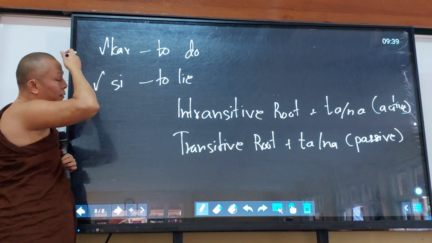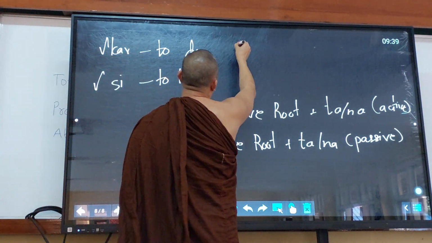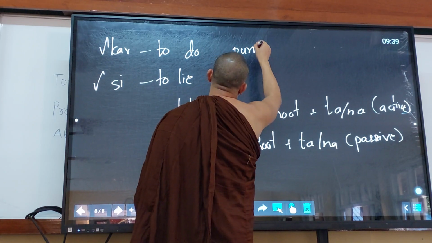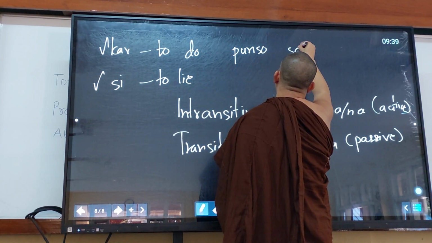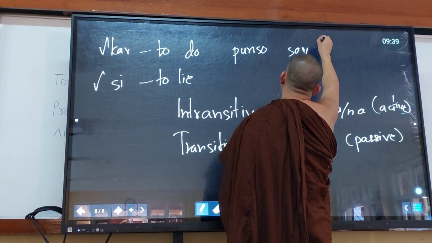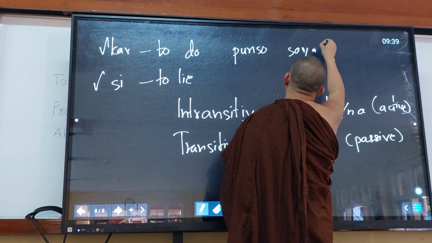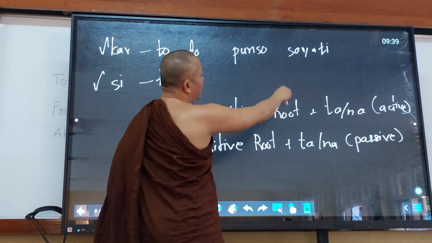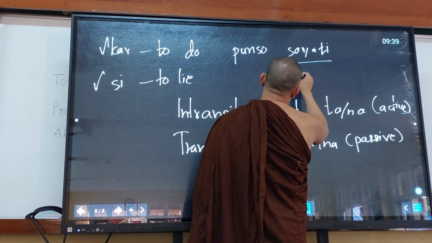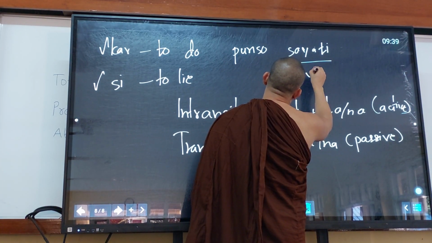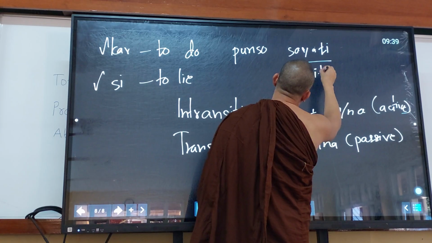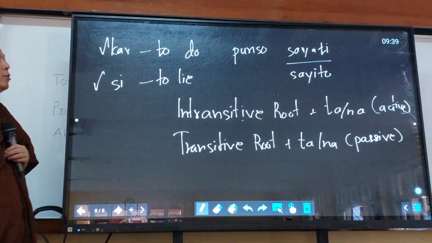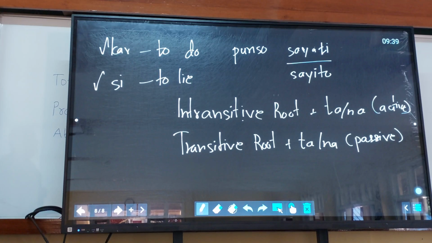So based on that, for example, Buddho sayati, a man lies down. But we replace sayati with sayita or sayito as a past participle. Buddho sayito also means a man just lying down. We don't need to change anything because it is active.